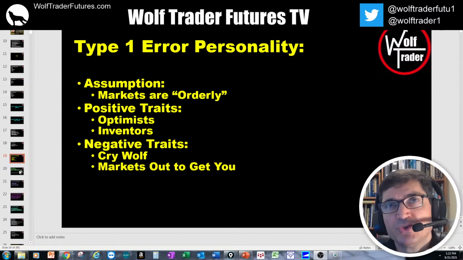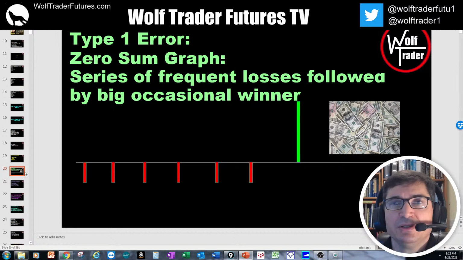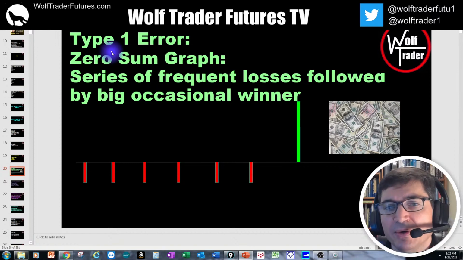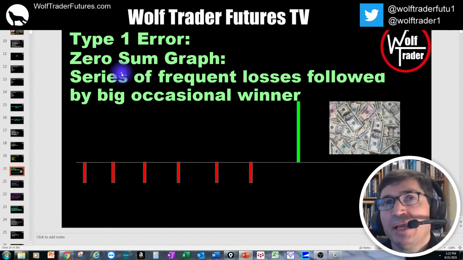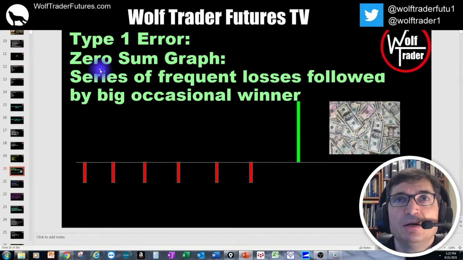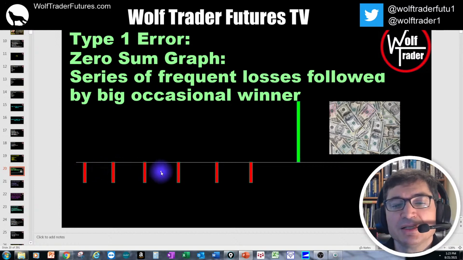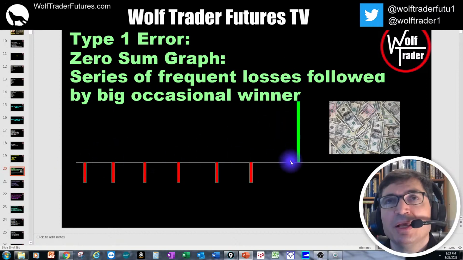Now, when we talk about trading, how would you visualize what this looks like? So this is what this looks like. Type 1 error. It's a zero-sum game. If you believe it's random, it's zero-sum. Okay. So you get a series of frequent losses, followed by the occasional big winner. So this is like the insurance concept. You're paying out insurance all the time, and then you get the big payout.